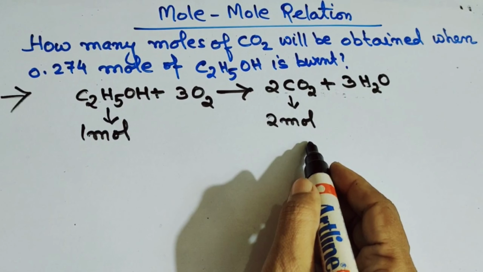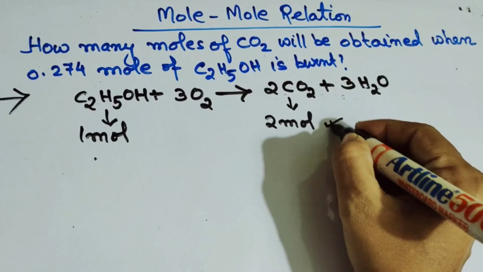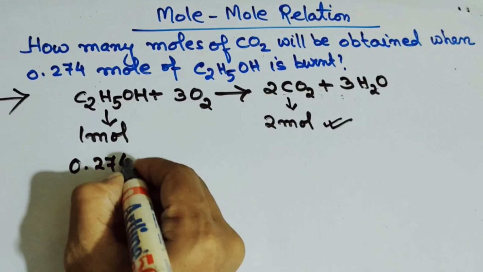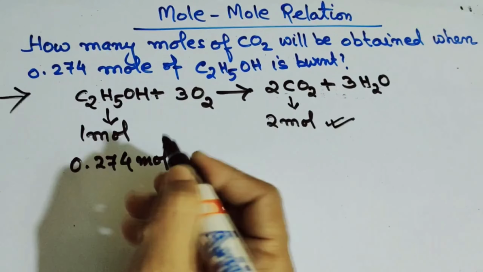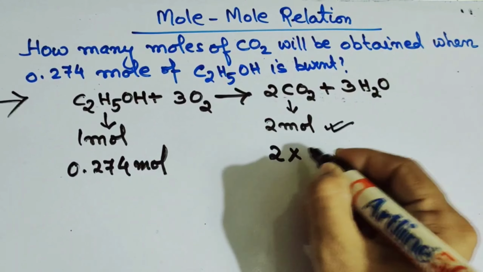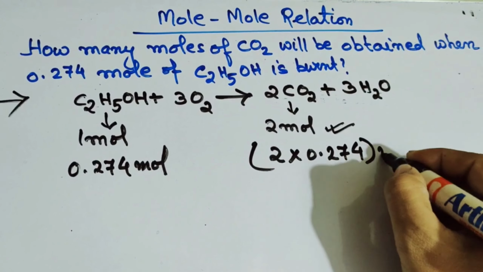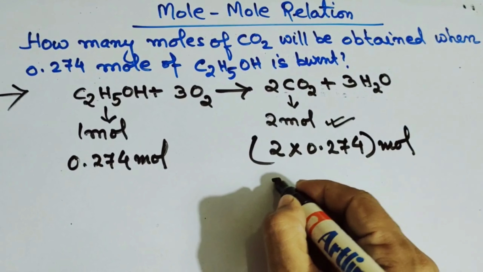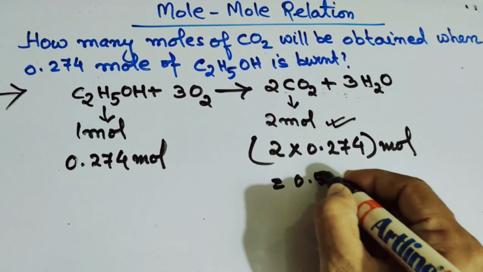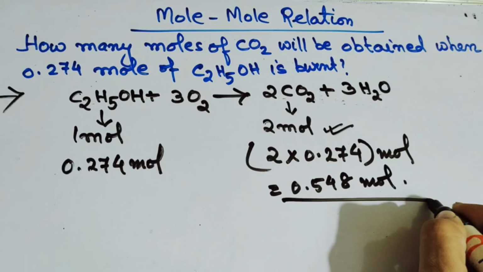How many moles of CO2 will be obtained when 0.274 mole of ethanol is burned? I can see from here that when 1 mole of ethanol is burned, it gives me 2 moles of CO2. So if 0.274 mole of ethanol is burned, how many moles of CO2 will I get? 2 by 1 into 0.274, this many moles. And this comes out to be 0.548 mole. This is your answer.